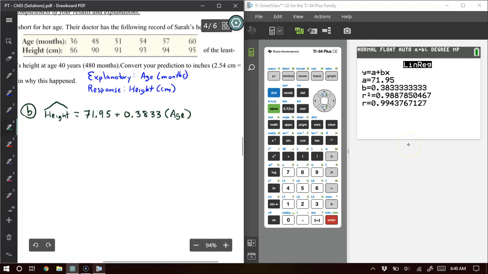The problem doesn't ask us to, but I should be able to interpret what my y-intercept means. I should be able to interpret what my slope means. Again, this problem doesn't ask for it. Those are things we've done in previous problems.